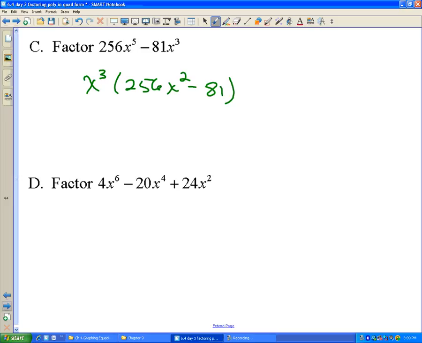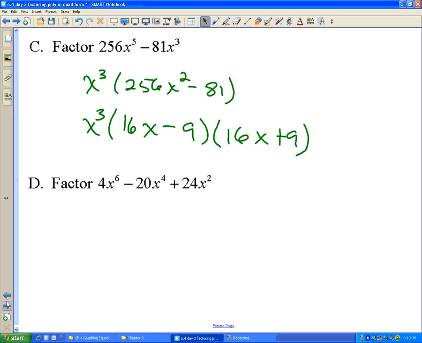Oh, okay, now that's a difference of two squares. So x to the third times, the square root of 256 is 16, the square root of x squared is x, the square root of 81 is 9. So this is 16x minus 9, excuse me, plus 9. Now, before you go any further, you need to ask, is this a perfect square? You're going to say 16 is a perfect square, 9 is a perfect square. You're right in both cases. It's a subtraction in the middle. But wait, it's an x, not an x squared. So I cannot reduce that anymore. This is my final answer.